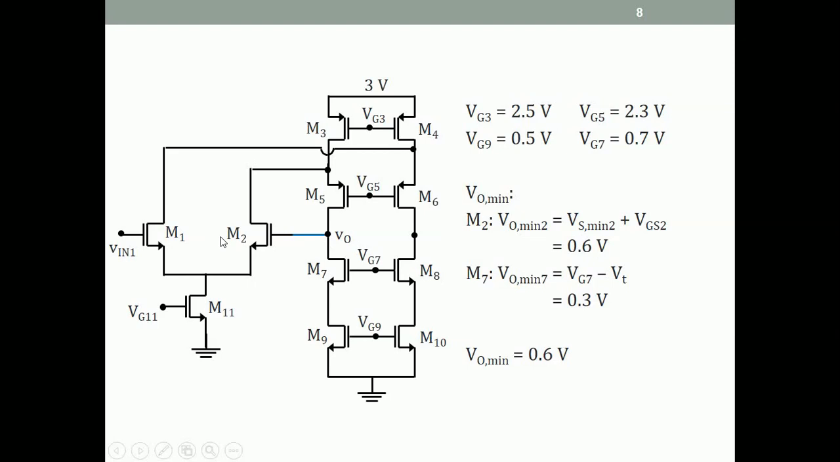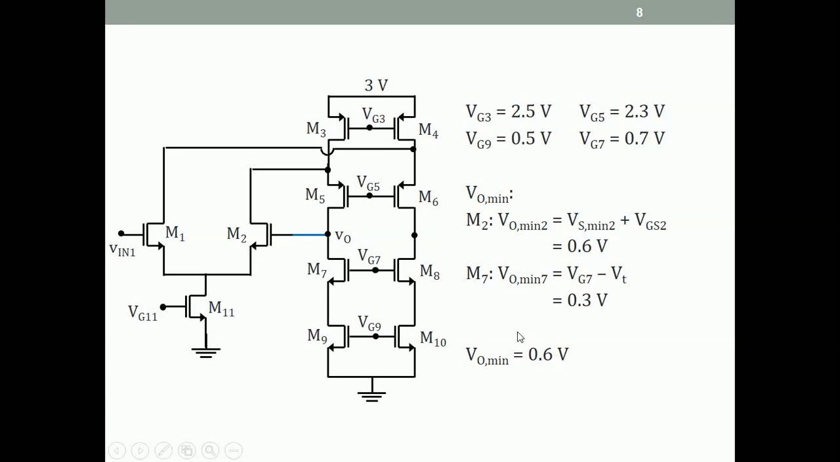So VO min for M2, in fact we did this last time, it is the same as last time. So it is 0.1 for M11 plus 0.5 for M2. So 0.6 is the minimum that must exist at this node to make sure that M11 stays in saturation. If it goes below, M11 will go into triode. For M7, to stay in saturation, the drain voltage has to be greater than VG7 minus VT. So this is VG7 minus VT, which is 0.3 volts. So we take the higher of the two, so we say 0.6 volts.